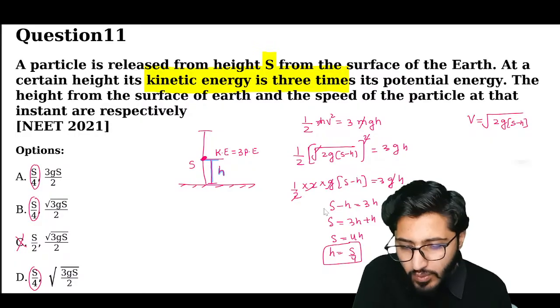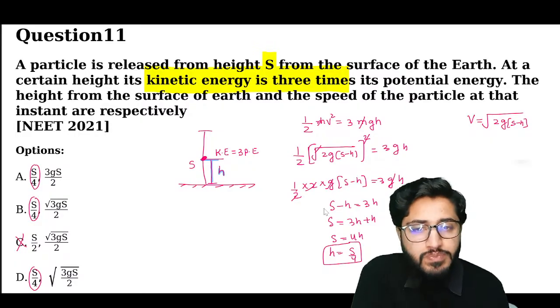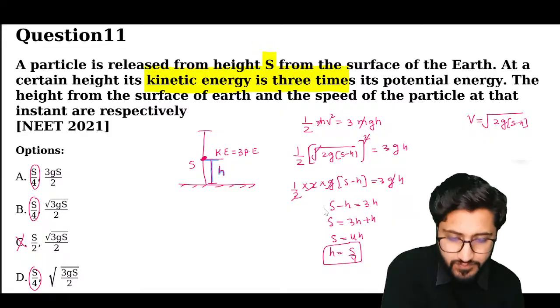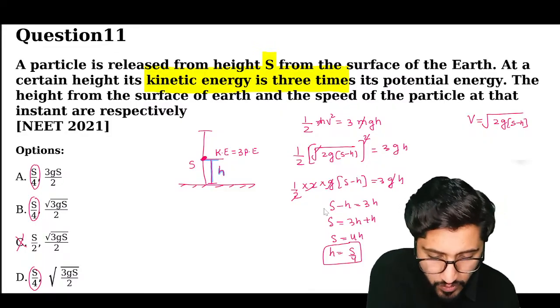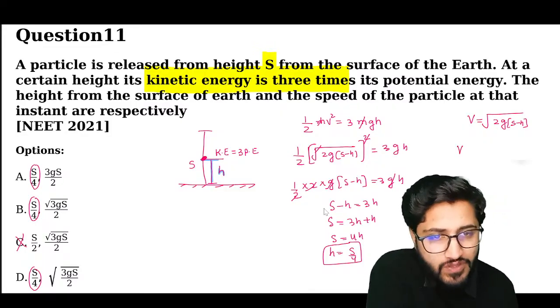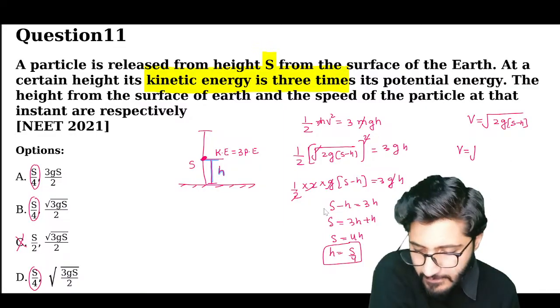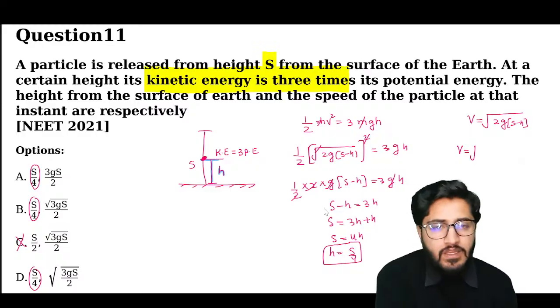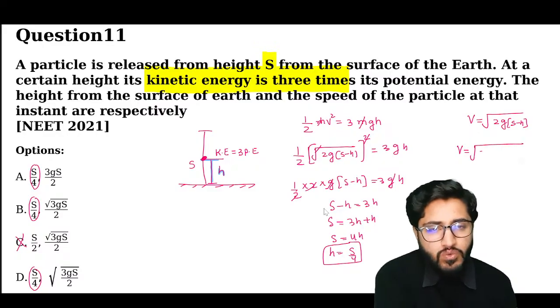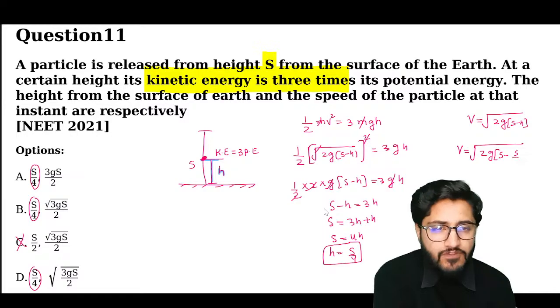Now we have to find out what? We need to find out the speed. So we know the speed is this one. Put the values now. So v equals under root of 2 g, s is s, and what is h? I guess h equals s by 4.